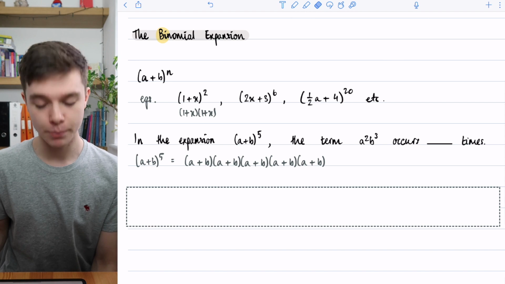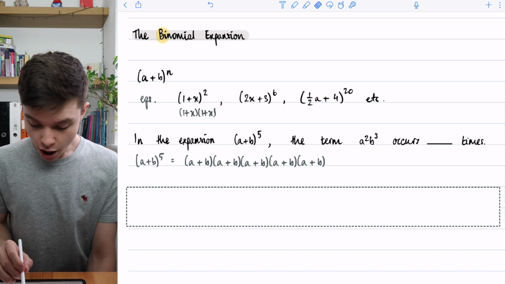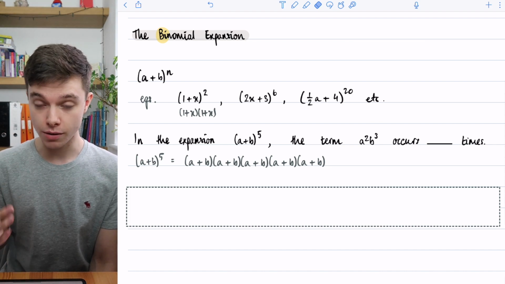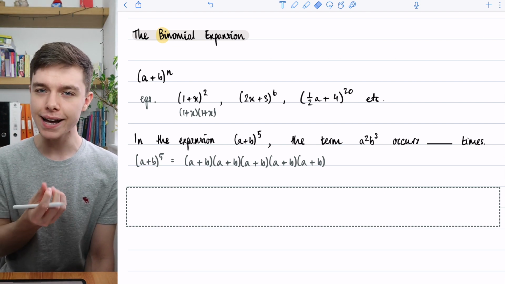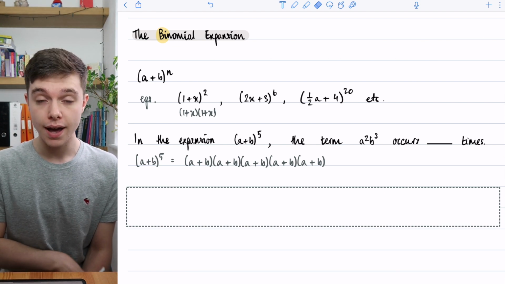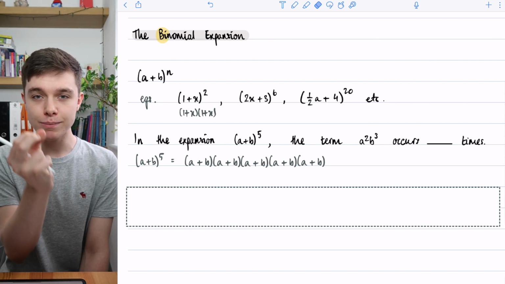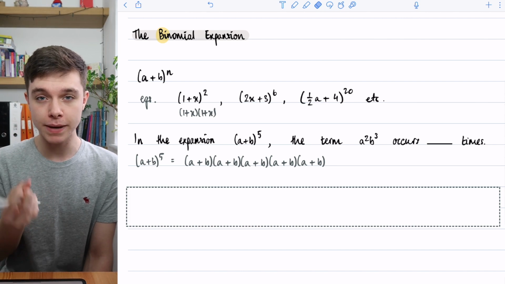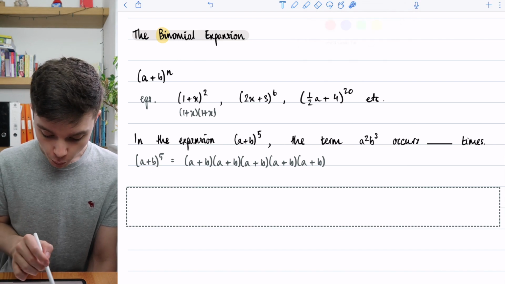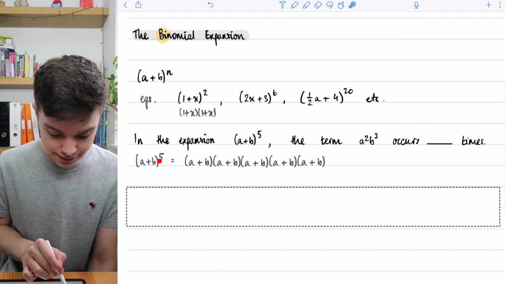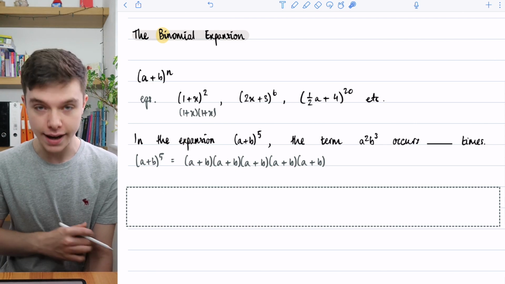Let's say we take the example where we're expanding a plus b to the power 5. One of the terms that is going to be in there is a squared b cubed. But how many times does that occur? How many times, when we expand a plus b to the power of 5, does the term a squared b cubed occur? If we think about it, we are doing a plus b multiplied by itself 5 times.